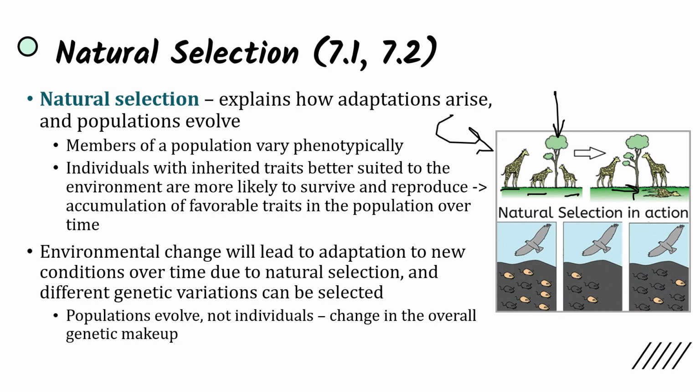Natural selection can also take place over here, where we see these two different colors of mice, these lighter and darker colored mice, and the darker colored mice are able to camouflage. They're not going to be eaten by predators.